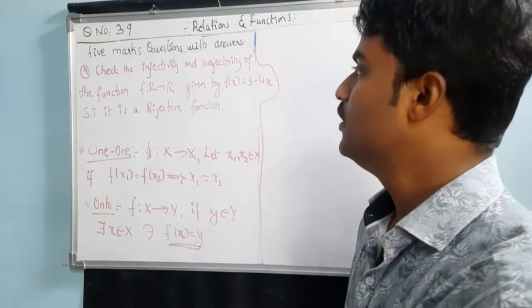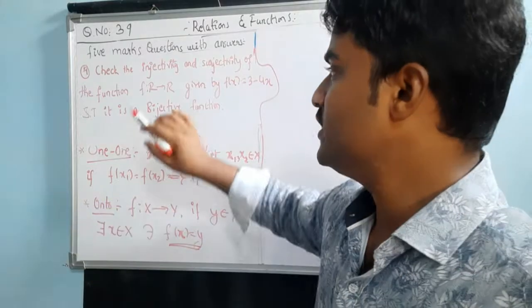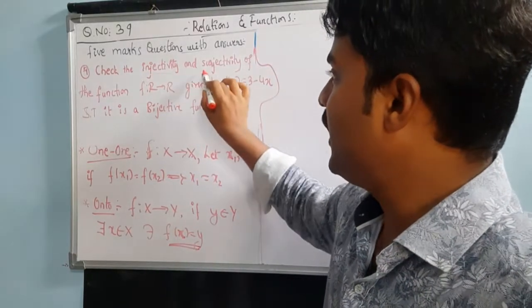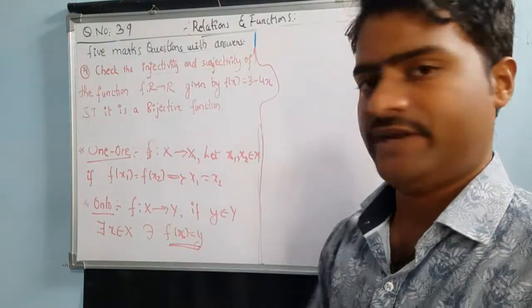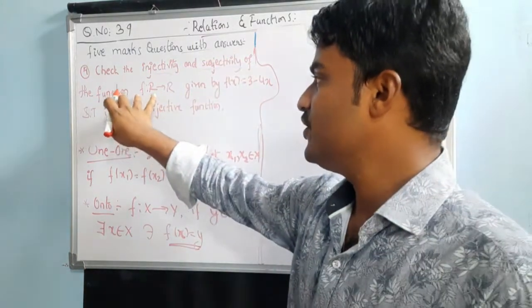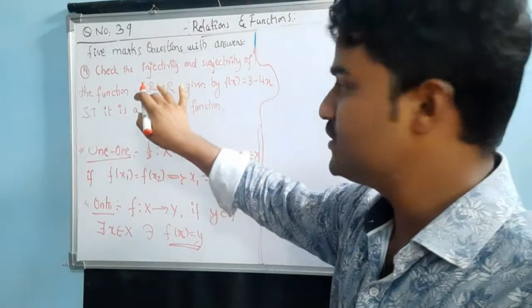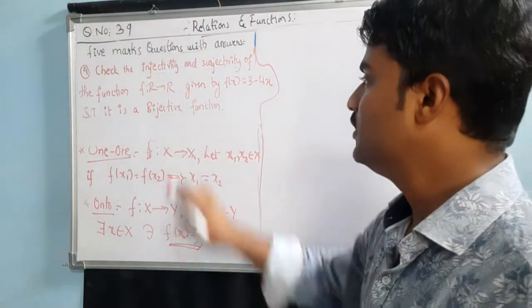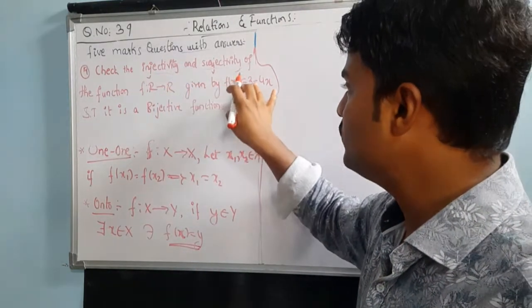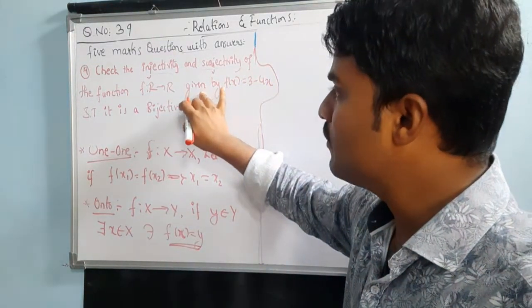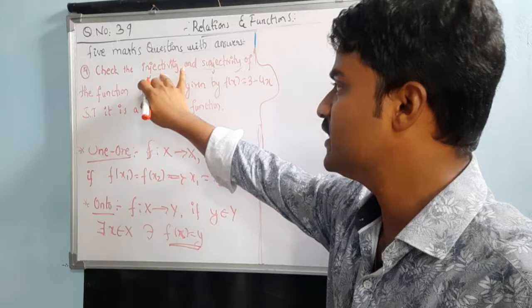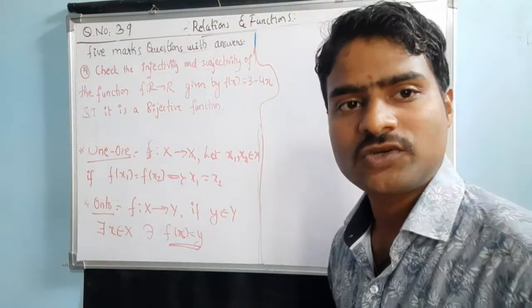So see here, one more important question. Check the injectivity and surjectivity ಅಂತ ಹೇಳ. Check the injectivity ಮತ್ತು surjectivity of the function f from r to r. The function is defined from r to r and given by f of x equal to 3 minus 4x. ಇದನ್ನ ಏನು ಮಾಡಬೇಕು ನಾವು, we have to check whether it is injective or surjective, and surjective ಆಗುತ್ತಿಲ್ಲ ಚೆಕ್ ಮಾಡಬೇಕು.